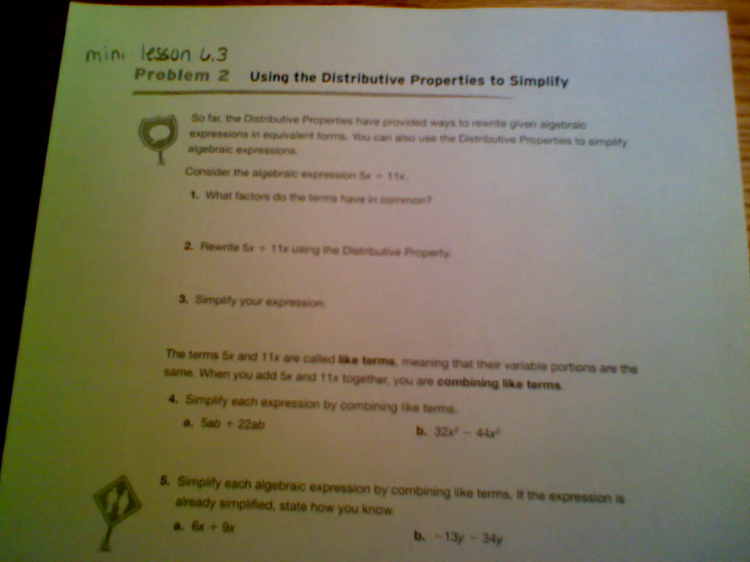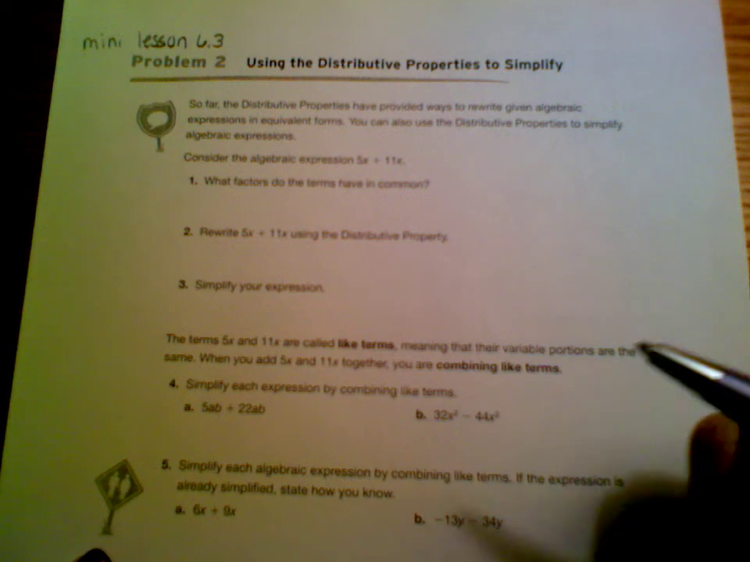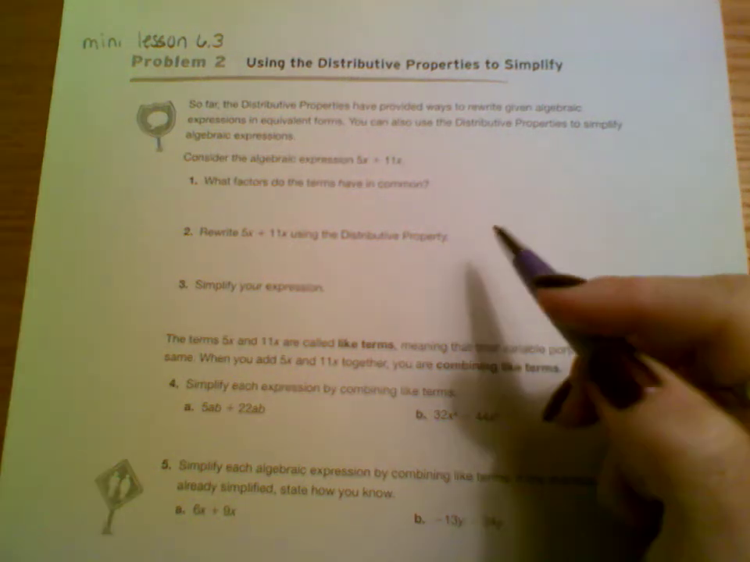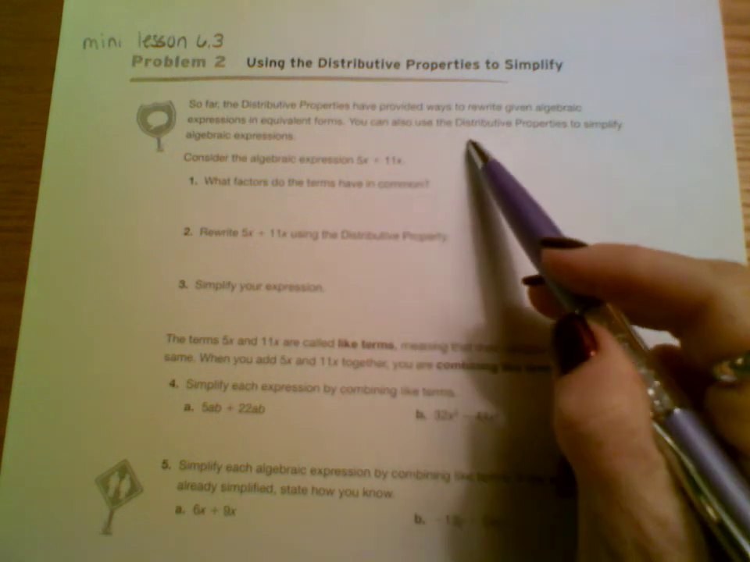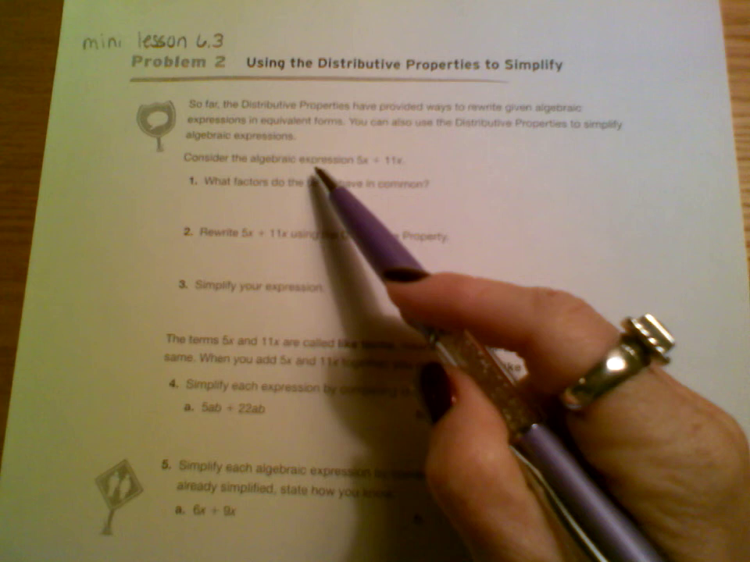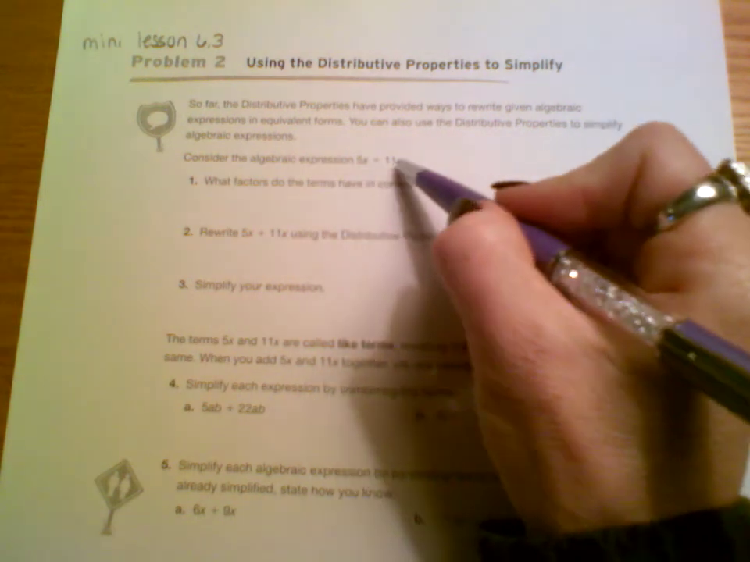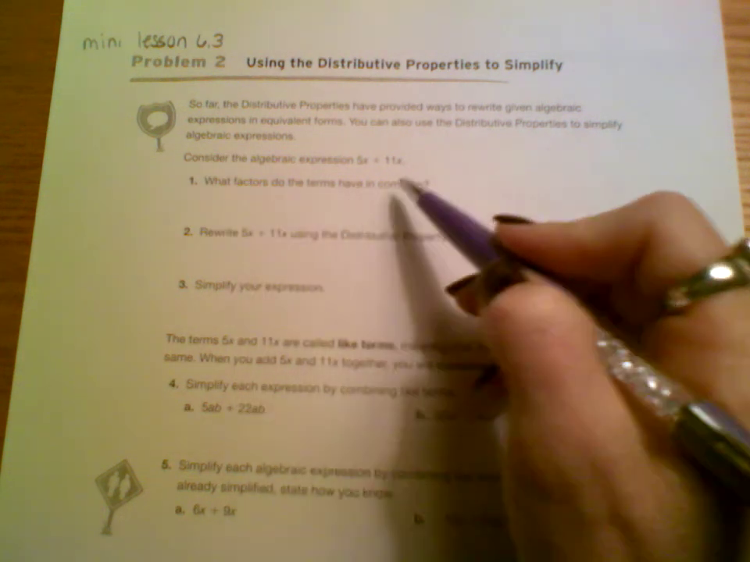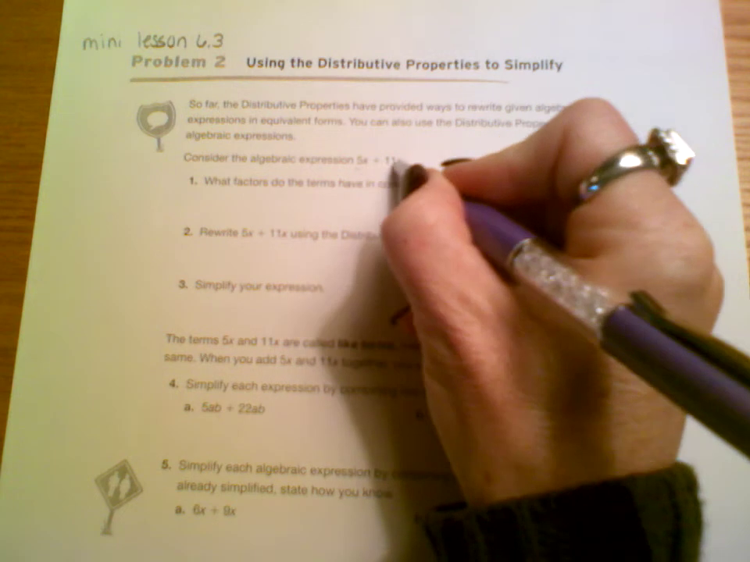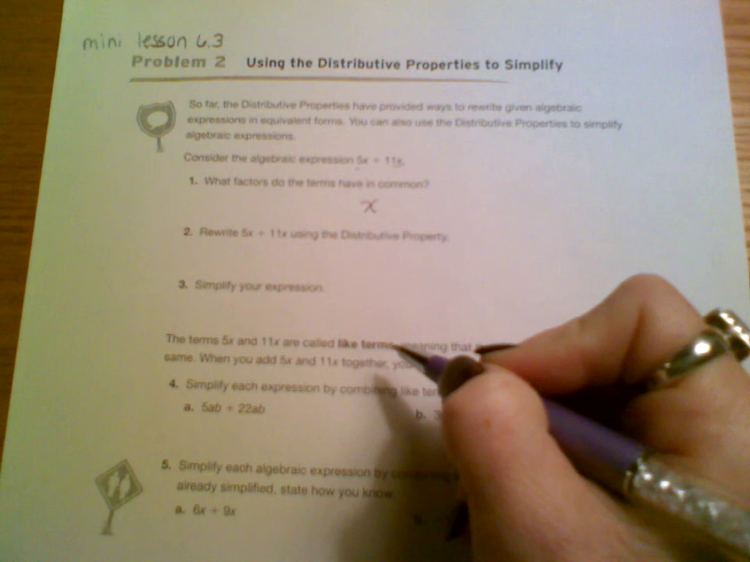But we're also working with combining like terms in this section. So if we look at problem 2, so far the distributive property has provided ways to rewrite given algebraic expressions in equivalent forms. You can also use the distributive property to simplify algebraic expressions. So consider the algebraic expression 5x plus 11x. What factors do the terms have in common? Well, with numbers, they only have a 1, but I see that they both have an x in common.